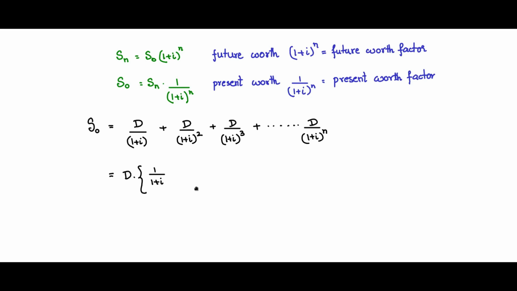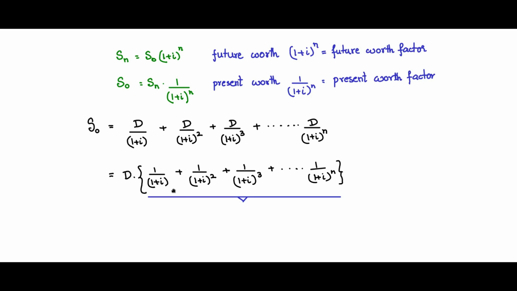Now, simplifying it, you have d into 1 by 1 plus I, plus 1 by 1 plus I square, plus 1 by 1 plus I cube, and so on, up to 1 by 1 plus I to the power of n. If you look at this pattern, you see that this is the sum to n terms of a geometric progression. And geometric progression is well known and understood.